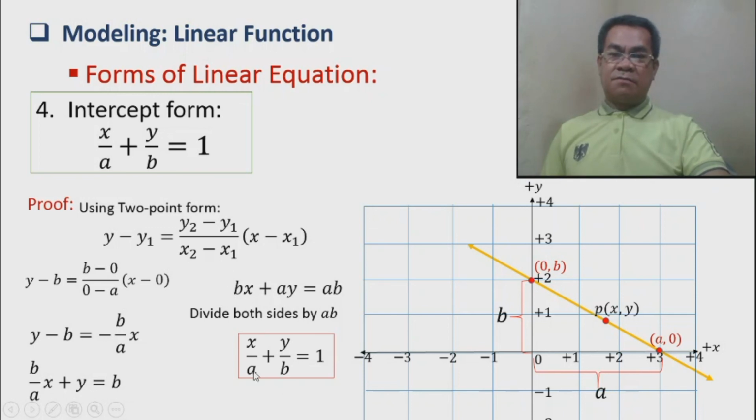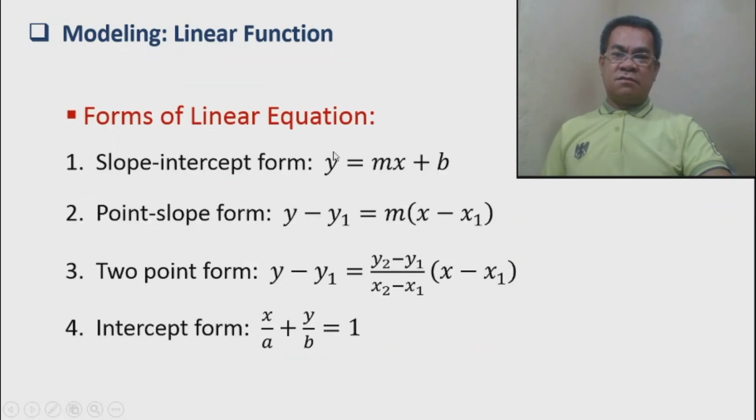This is the derivation. Again, if you can derive the formula, then you understand the process. If you cannot derive it, you can easily forget the formula. But if you can derive, you can easily recall it. Because if you cannot recall, you can derive. That's it. So in summary, in studying linear functions, we need these four forms of linear equations.